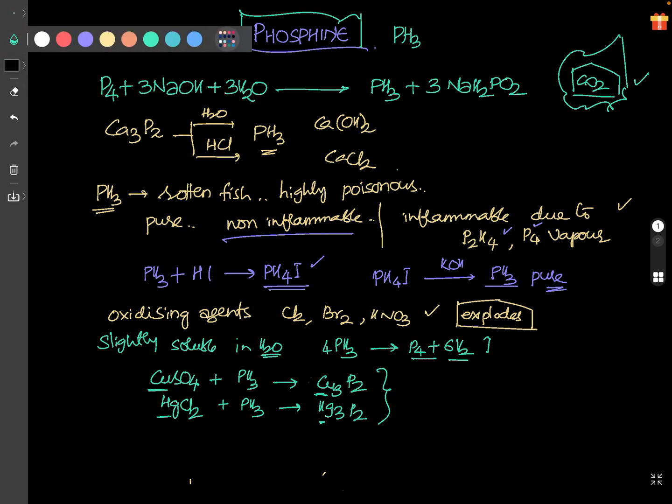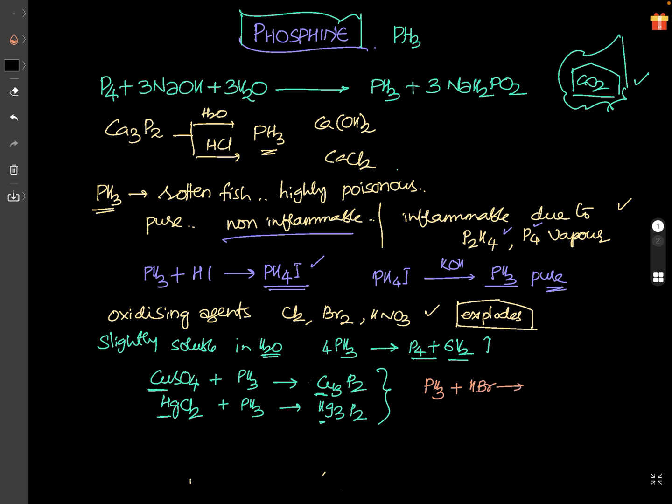One other special property is when it reacts with HBr. PH3 is basic in nature, HBr is acidic in nature. So this is weakly basic, you can say. And because of its basic character, it can react with HBr to form PH4Br. A salt you can mention. Just now we were discussing about this reaction. Very similar to this. Here we are using HI in order to remove the P2H4 and P4 vapors.